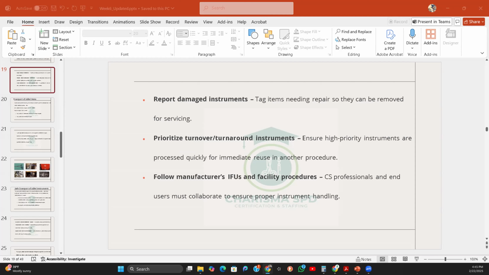So you always have to have in mind the IFU of the manufacturer, and this always has to do with some very, very special instruments. If it's just basic instrumentation, it's not a big deal, but for special instruments that are used in procedures that need special attention, we have to follow the IFU of the manufacturer. Next slide.